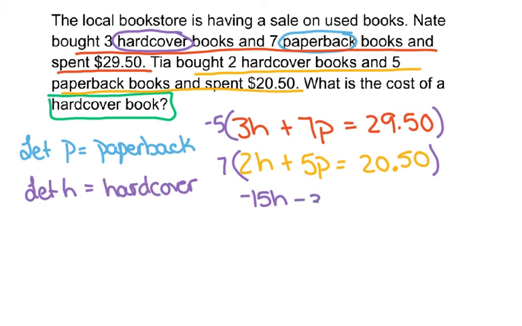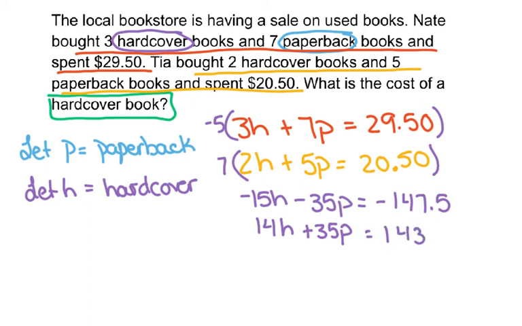So I'm going to get -15h minus 35p. And then I'm probably going to go to my calculator. Okay, that's not an easy number to multiply. So 29.50 times a -5 is going to give me -147.5. Now I'm going to do the other equation. So I'm going to get 14h plus 35p. And then I've got to do 20.50 times 7, which is 143.5.